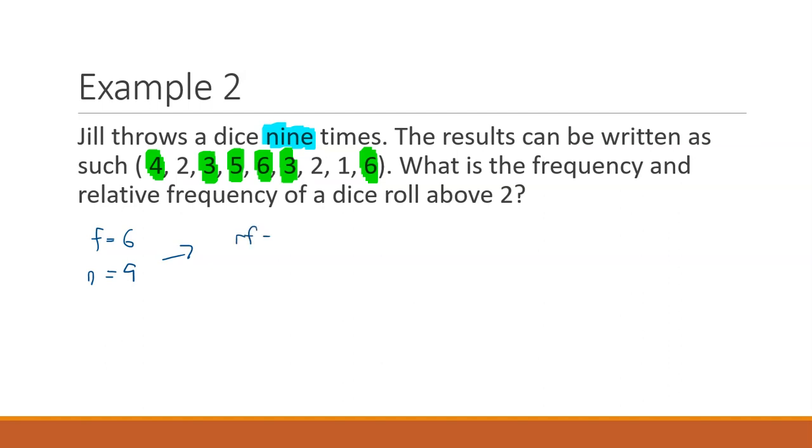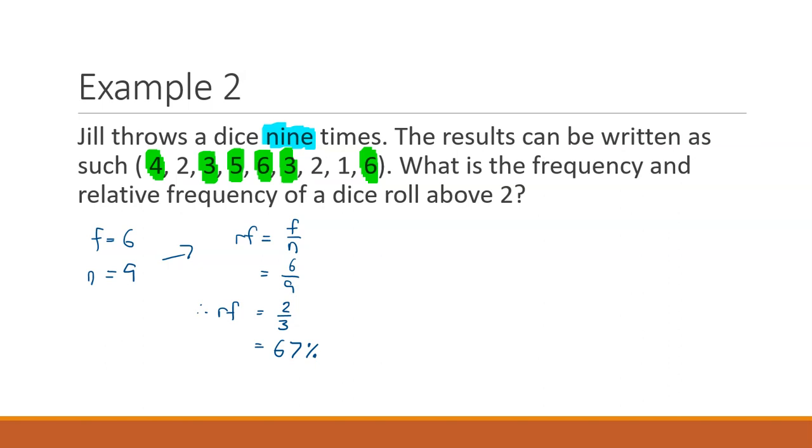So RF equals F over N, which can be written as 6 over 9, which is 2 over 3. So the relative frequency is 2 over 3, or can be 66%, because 2 over 3 is 0.6666, or I should actually write 67%, because it's roughly 67, not 66.